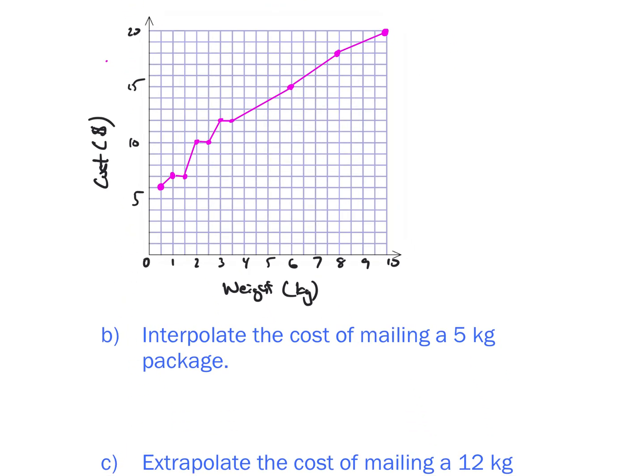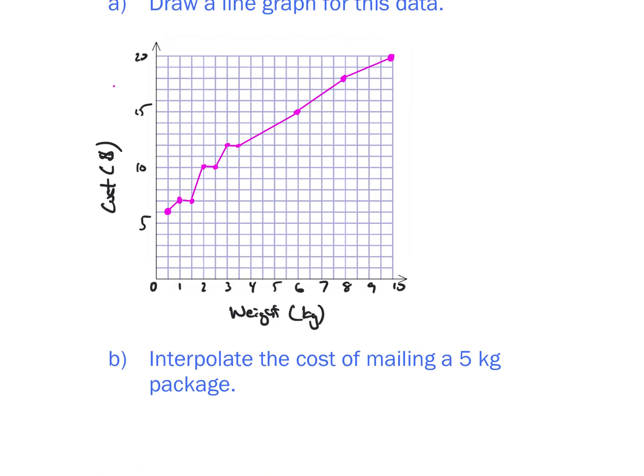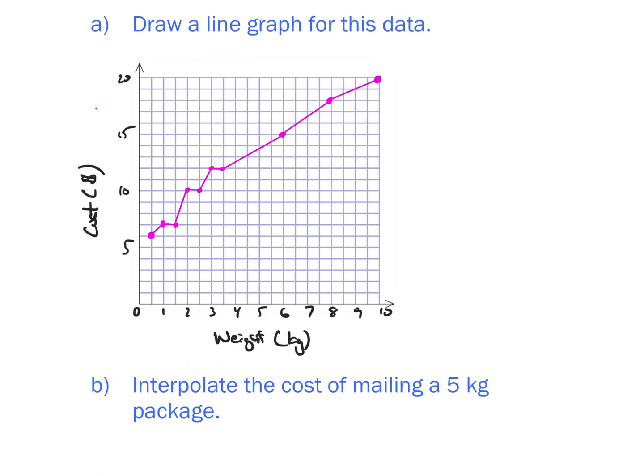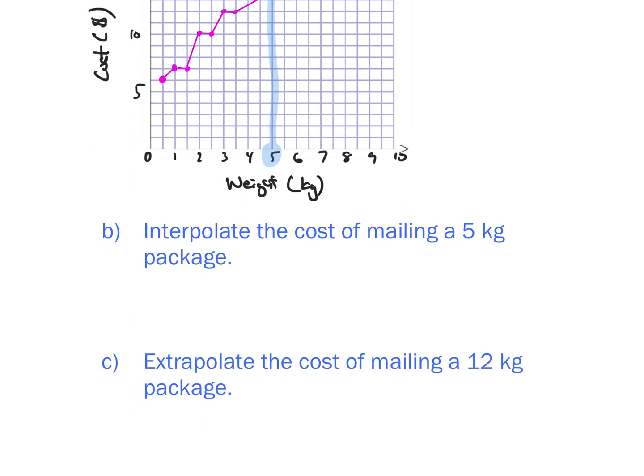By interpolation, what would the cost be of mailing a 5 kilogram package? So the first thing we're going to do is find 5 kilograms. And then we're going to go up from that point. See where we touch here. And where we touch is just under $14. So maybe $13.80, something like that. That would probably be a good estimate.